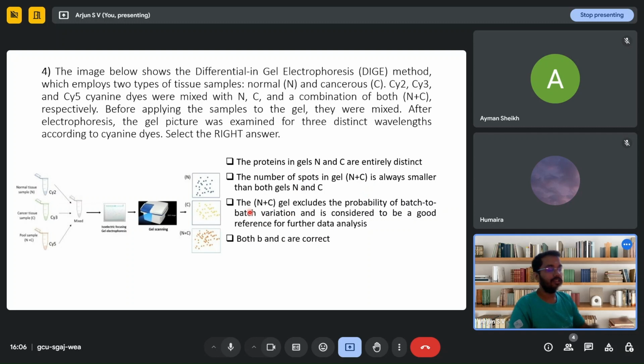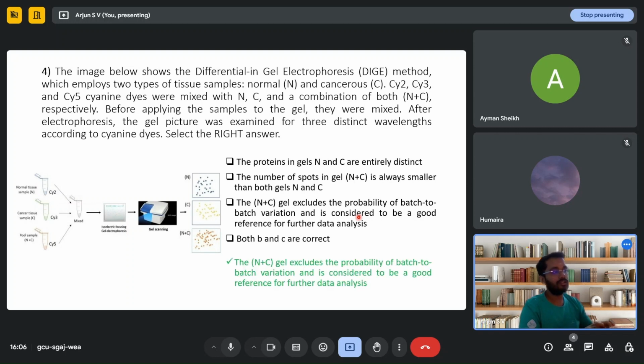But let's just see. So the N plus C gel excludes the probability of batch to batch variation and is considered to be a good reference for further data analysis. So this is a right option, which we always do in DIGE. So the main advantage of using DIGE compared to two-dimensional gel electrophoresis is to reduce the batch to batch variation, because you can image the gel from any dimension possible. So the answer is the N plus C gel excludes the probability of batch to batch variation, and it's considered to be a good reference for further data analysis.